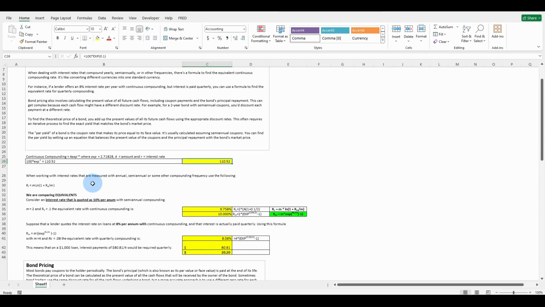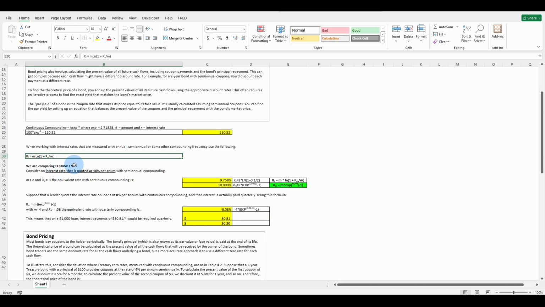No magic there. When working with interest rates that are measured with annual, semi-annual, or some other compounding frequency, use the following. Use the tools. We are comparing equivalence. Again, we're using that word equivalence. So consider an interest rate that is quoted as 10% per annum with semi-annual compounding. M is equal to 2, and R of V is equal to 0.1. The equivalent rate with continuous compounding is 9.758.